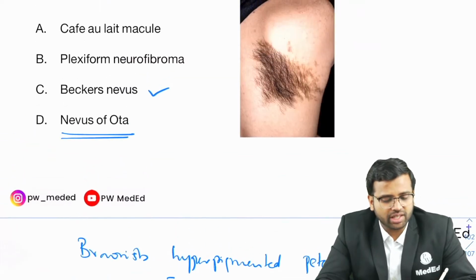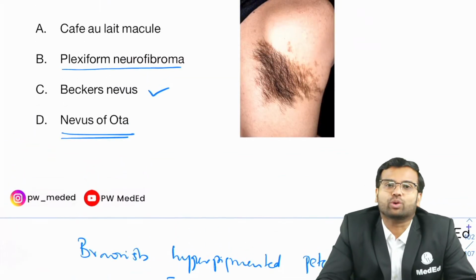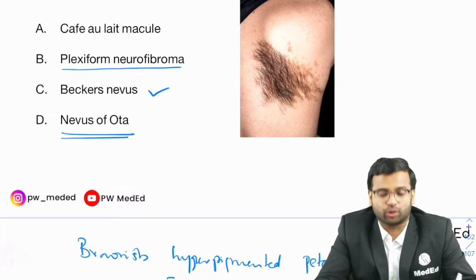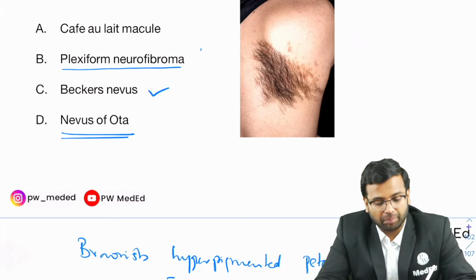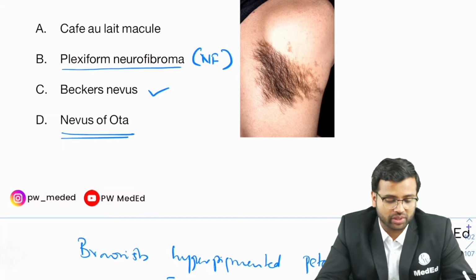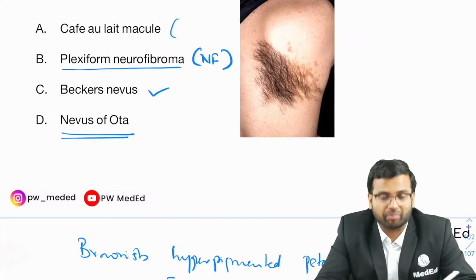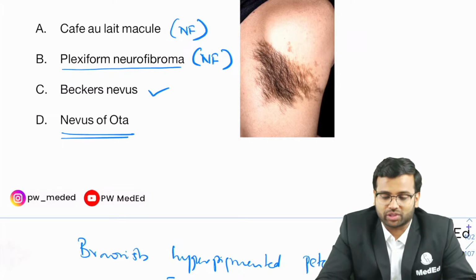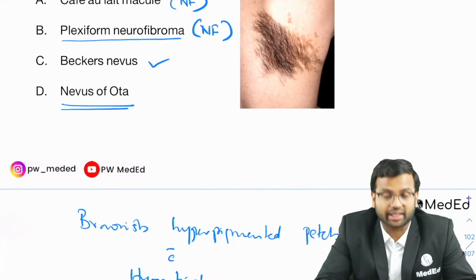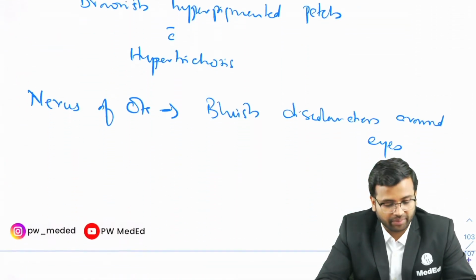And in which disease do you find a plexiform neurofibroma? Yes, plexiform neurofibroma is seen in neurofibromatosis. And café au lait macules can also be seen in neurofibromatosis. Very good. So here the right answer is going to be Becker's nevus.